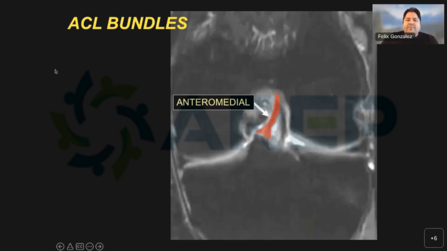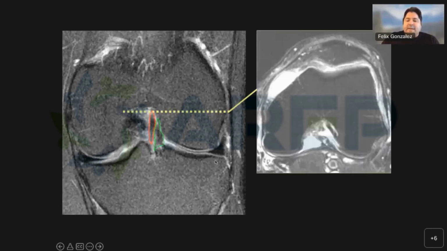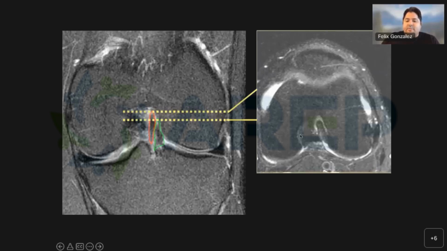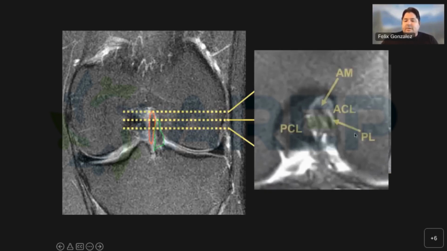So just diving into the anatomy of the ACL a little bit more, you have the anterior medial fibers, you have the posterior lateral fibers, and on MRI, you can distinguish one from the other. Here's the anterior medial, posterior lateral fibers. And then on the axial plane, here's the ACL. You will see the respective bundles and how they look. So here's the most distal plane. You have the PCL, you have the ACL.